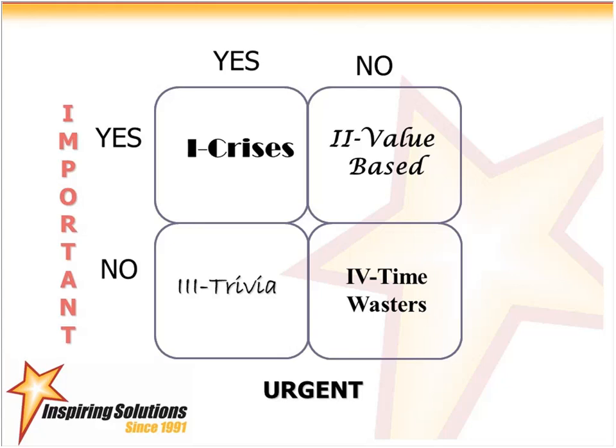Third, in the lower left-hand corner, are things that are trivial. You think they're urgent, but they may not be important. For instance, responding to certain text messages. Your phone can be a major distraction through your workday. Certain emails, if they're junk, can be trivial. And then finally, the fourth are things that are absolutely time wasters. Those can be junk mail. It could be junk snail mail.